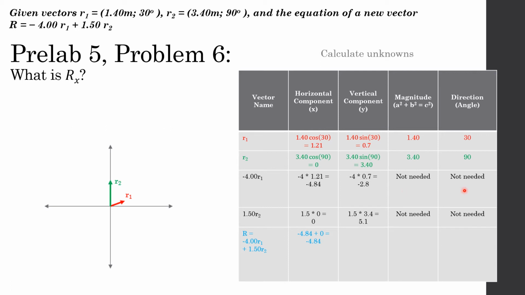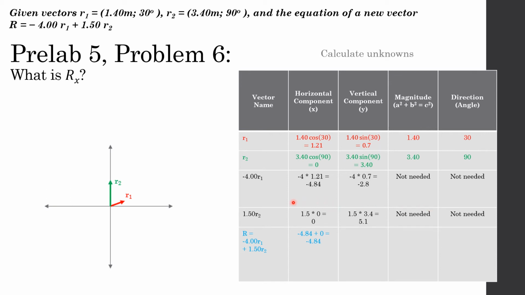Now you can notice to the right, I just wrote in "not needed." I didn't bother to calculate these, and I would highly recommend that you do the same thing in quiz and exam settings, because you just don't have time to calculate information that's not needed to give you the answer to the problem. I did the same thing down here for R2. I just calculated the relevant information.